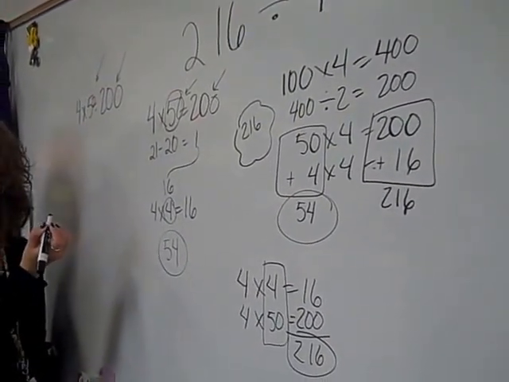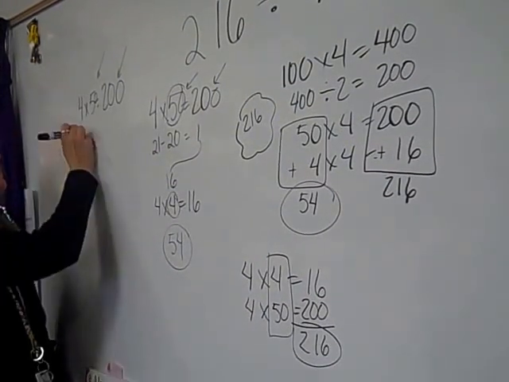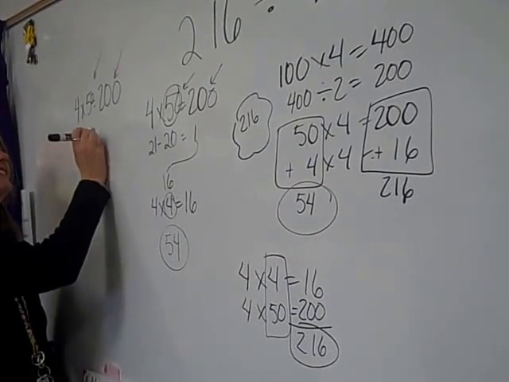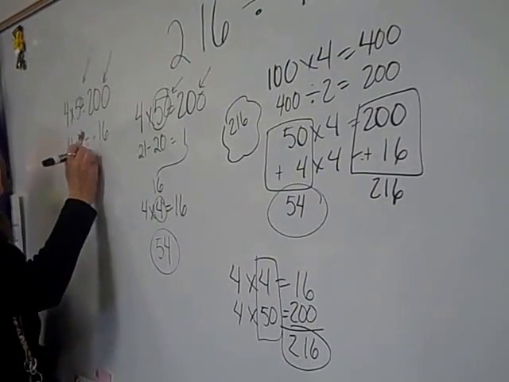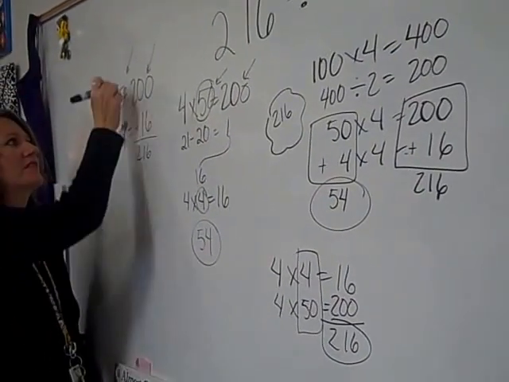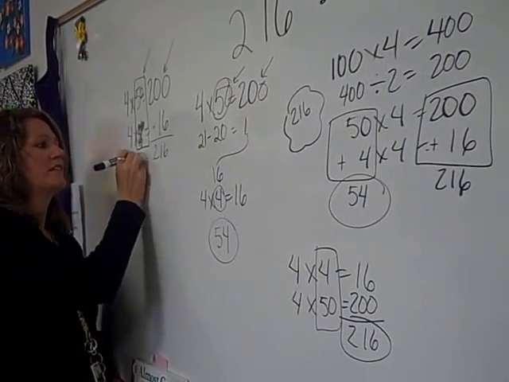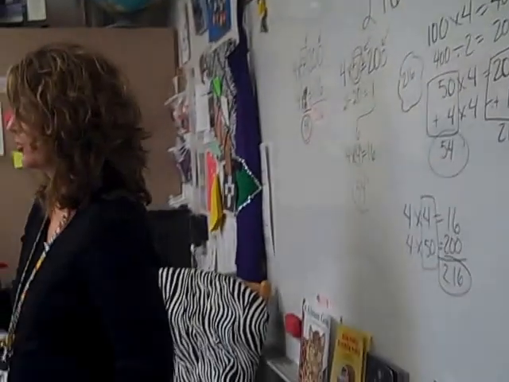And then I knew that 4 times 4 is 16. And then I just added those together, and it got 216. So then I added the 5 and the 4 together, and it got the 50 and 4, and it got 54. So you got the quotient of 54. So she flipped it as well and broke it apart.